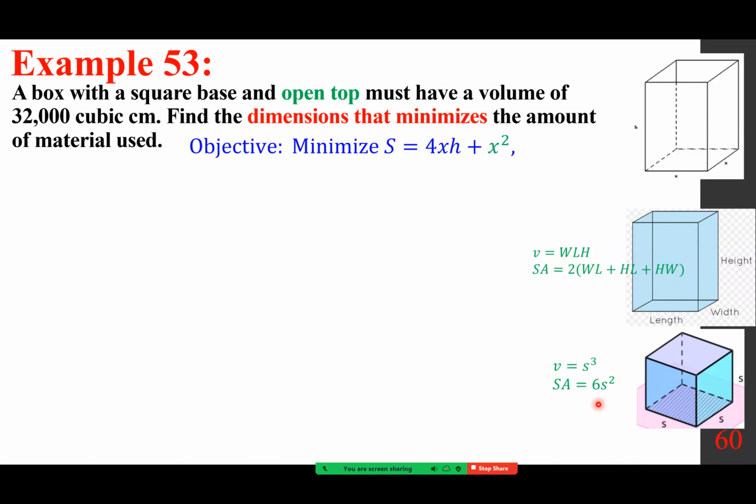So in this case, for the gift wrapping, the surface area is x times h. There are 4 walls and they're all identical, xh. The bottom is x squared, normally it's 2x squared for top and bottom. But it's open top, we don't need the top, and therefore it's 4xh plus x squared. The constraint is the volume, which is x times x times h, or x squared h equals 32,000. Now we are in business. We're going to solve for h first.